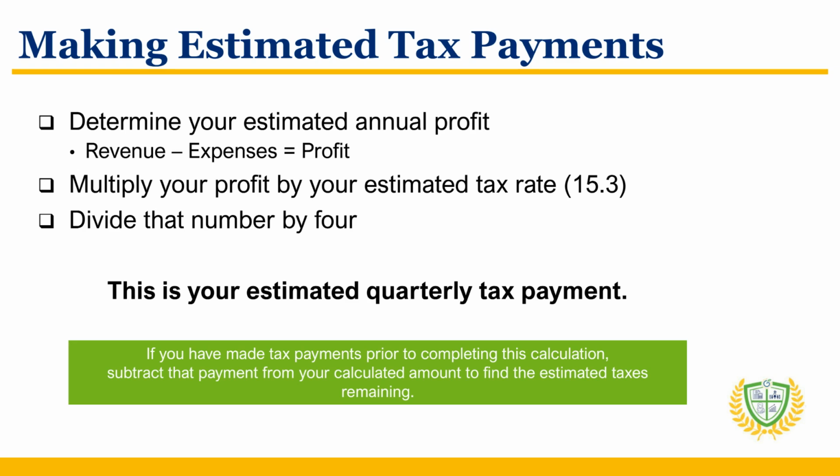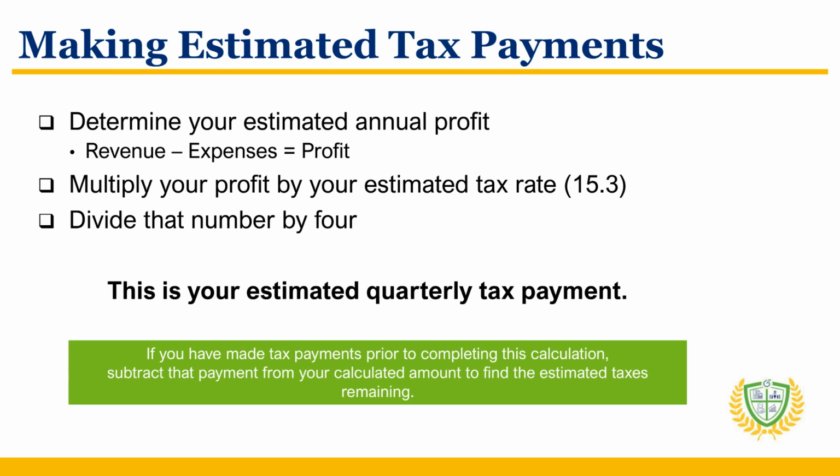To determine your estimated annual profit, review your cash flow and profit and loss. Subtract your expenses from your revenue, the resulting number is your profit. Then, you can multiply that number by your estimated tax rate of 15.3 to find your estimated tax payment, divide that number by 4 to find the estimated amount per quarter.